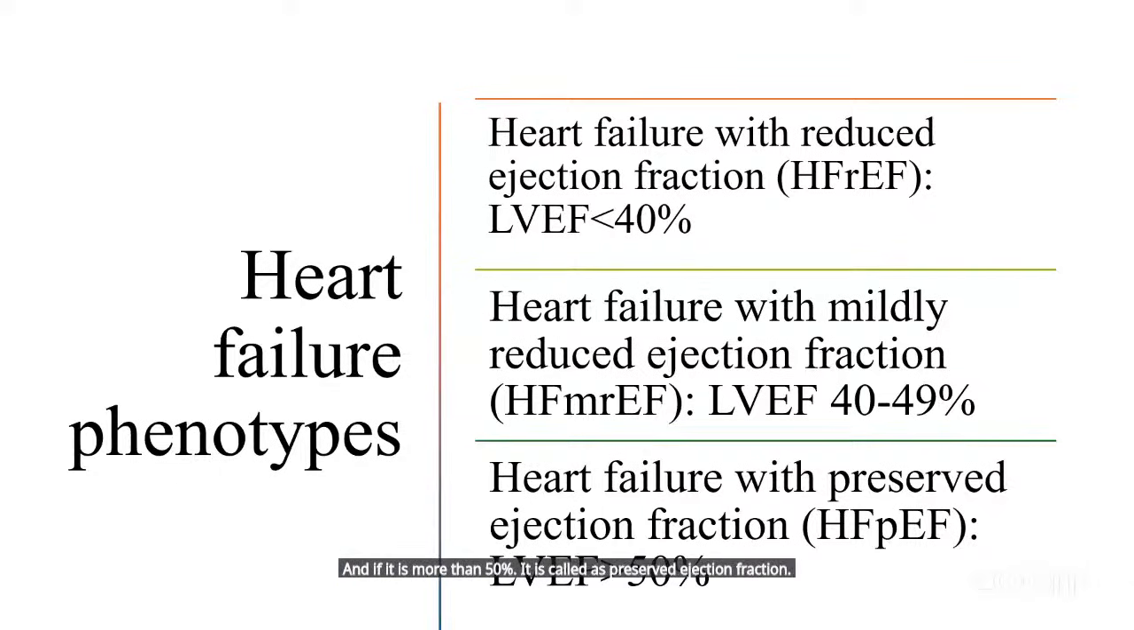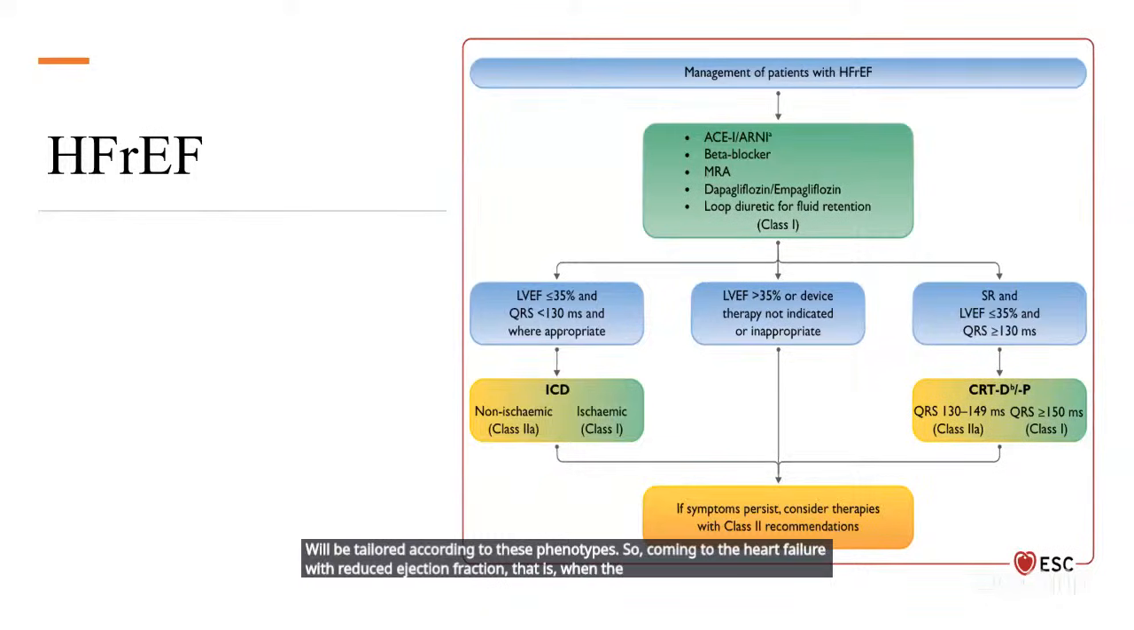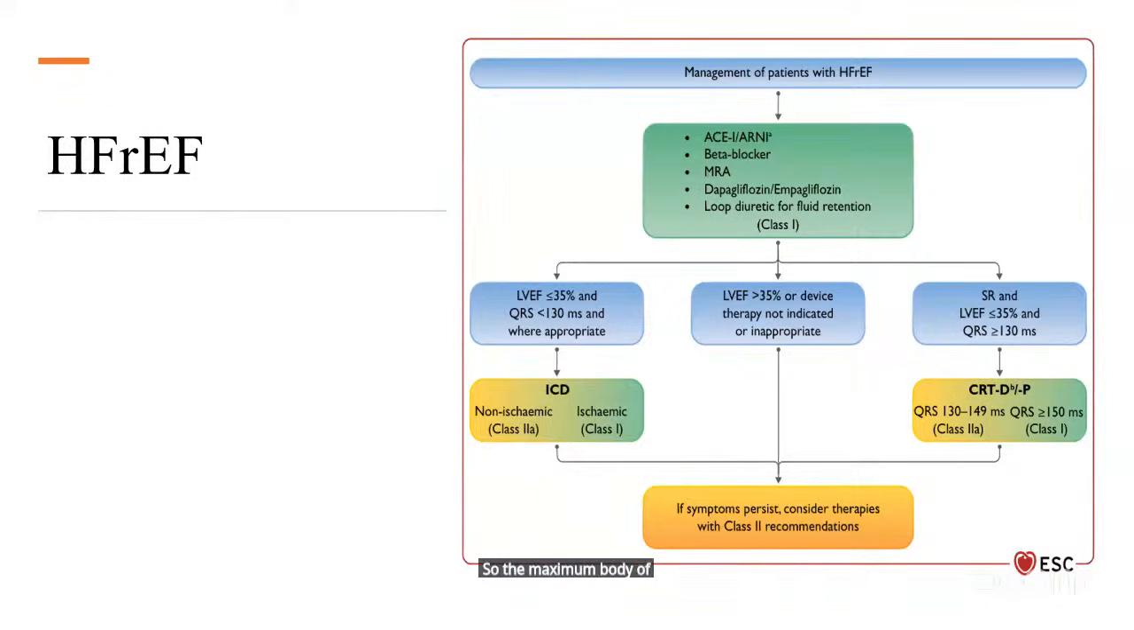So why is this important to know? Because the heart failure therapy or the pharmacological management will be tailored according to these phenotypes. Coming to heart failure with reduced ejection fraction, that is when the EF is less than 40%, the maximum body of evidence right now is for this phenotype. We have a number of drugs which have proven time and again to provide mortality benefit in this phenotype.